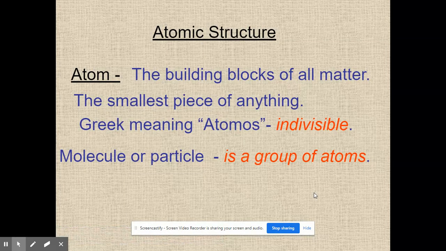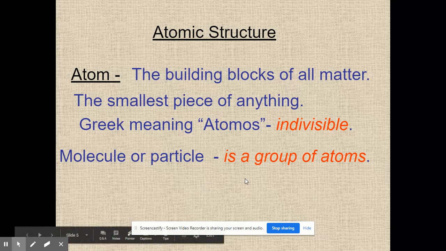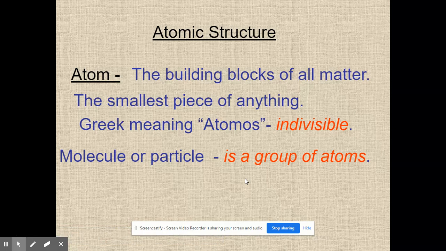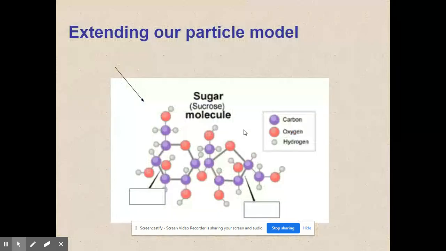So an atom is the building block of all matter, the smallest piece of anything. Atomos means indivisible, cannot be divided, cannot be cut. So the smallest possible piece of anything is an atom. And there's no such thing as a sugar atom, so we're going to have to go further in terms of what sugar is made up of. Water is made up of hydrogen and oxygen. We'll get into that in a few minutes. A molecule could also be called a particle. A particle is a general term, but it's a group of atoms, like we talk about a water molecule instead of a water atom.